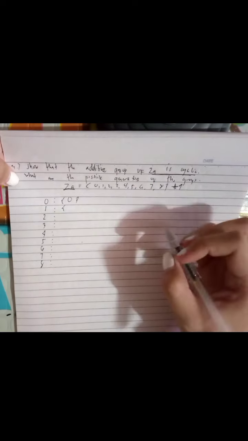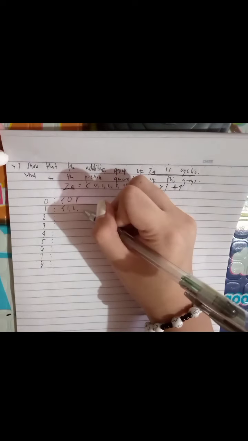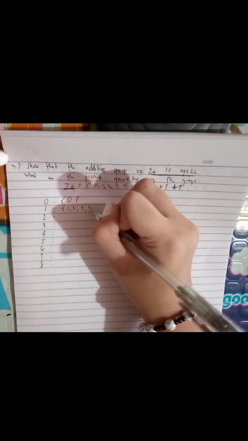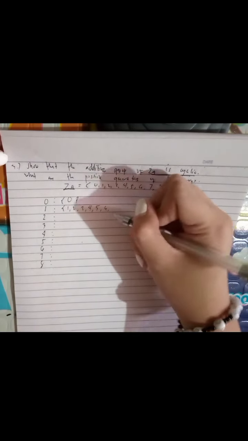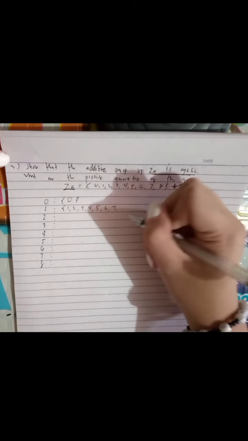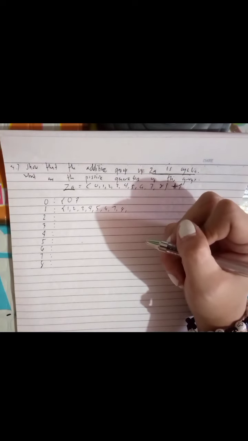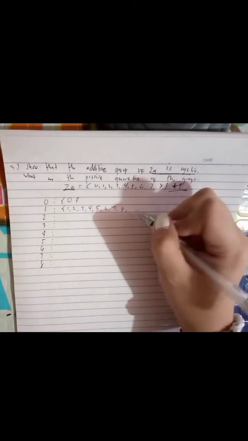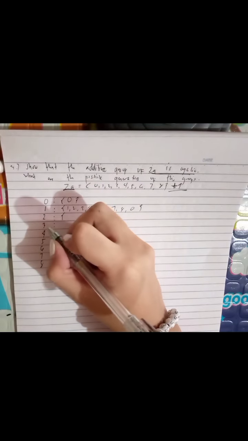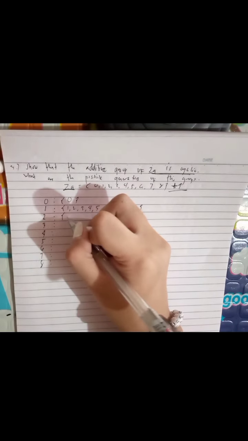Then, so 1 raised to 1 is 1. 1 raised to 2 is 2. 1 raised to 3 is 3. 1 raised to 4 is 4. 1 raised to 5 is 5. 1 raised to 6 is 6. 1 raised to 7 is equal to 7. 1 raised to 8 is equal to 8. Then 1 raised to 9 is equal to 9. Since kailangan natin siyang i-modulo 9, so 9 modulo 9 is equal to 0. So nahanap na natin yung identity. So stop na tayo. Proceed na tayo sa element ng 2. So 2 raised to 1 is 2.